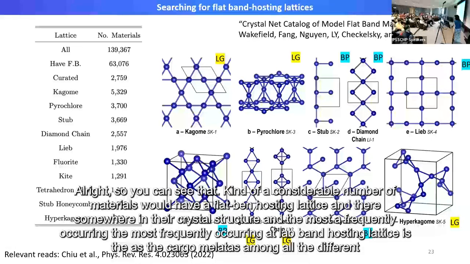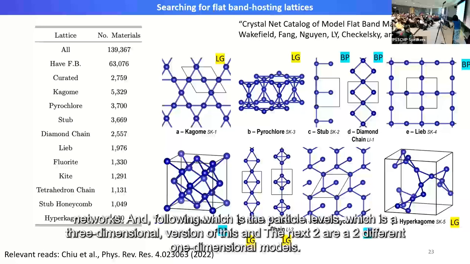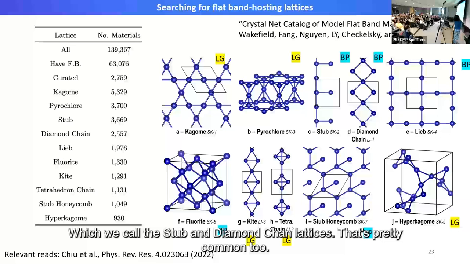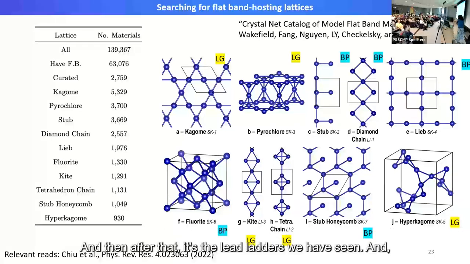among all the different networks. And following which is the pyrochlore lattice, which is a three-dimensional version of this. And the next two are two different one-dimensional models, which we call the stub and diamond chain lattices. That's pretty common too. And then after that is the Lieb lattice we have seen just now.